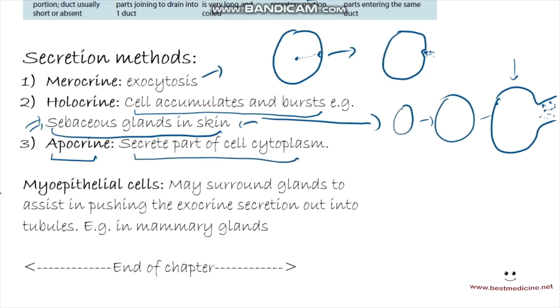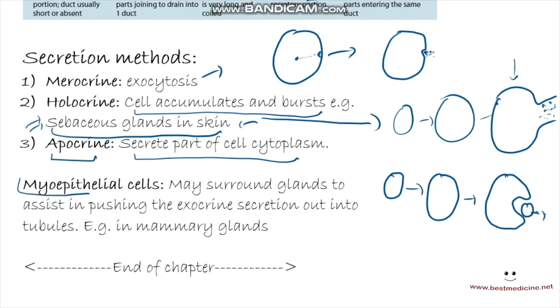So for example, if you have a cell and it becomes larger, and then when it needs to secrete a little bit, it would exclude part of its cytoplasm as a secretion. This part of cytoplasm would go on as the secretion. And then there are also myoepithelial cells. These are not gland cells. These are usually present outside the glands, and they have characteristics of both muscles and epithelial cells.